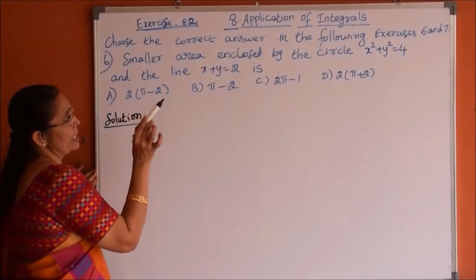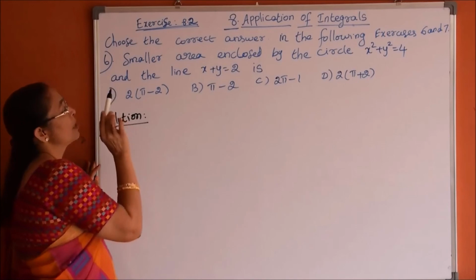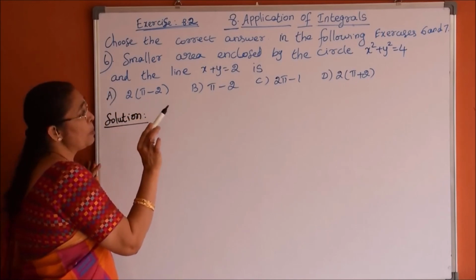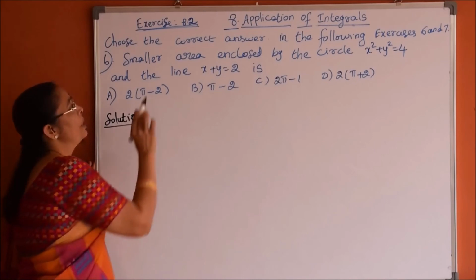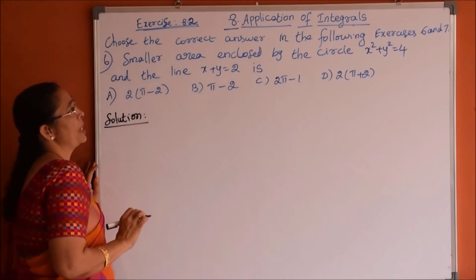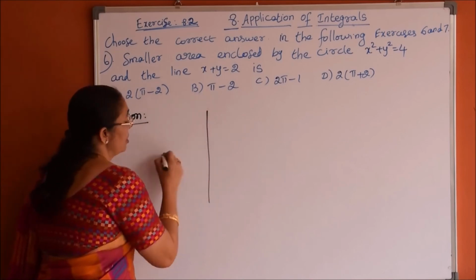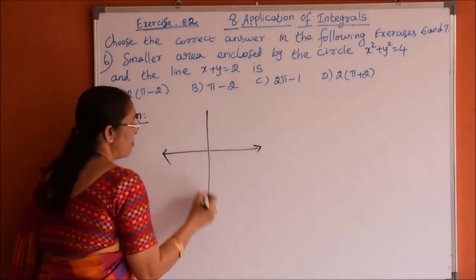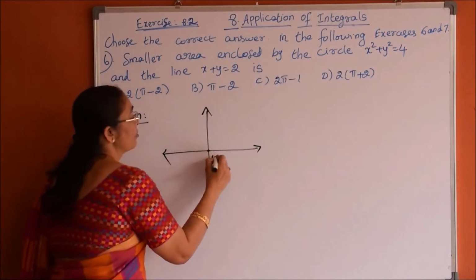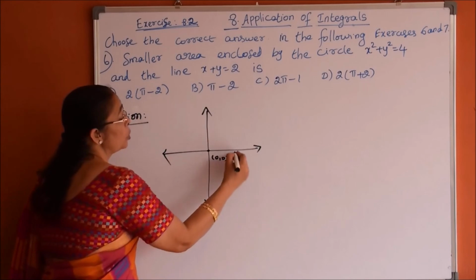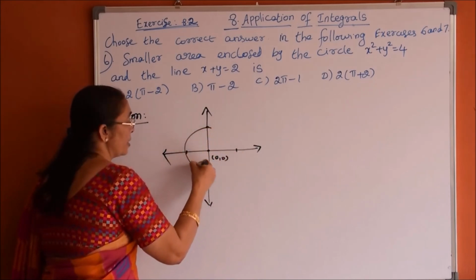Choose the correct answer in the following exercises 6 and 7. Sixth one: the smaller area enclosed by the circle x square plus y square is equal to 4 and the line x plus y is equal to 2. So, first we draw the circle. The circle is nothing but a circle with center origin and radius 2 units. So, this is our required circle.